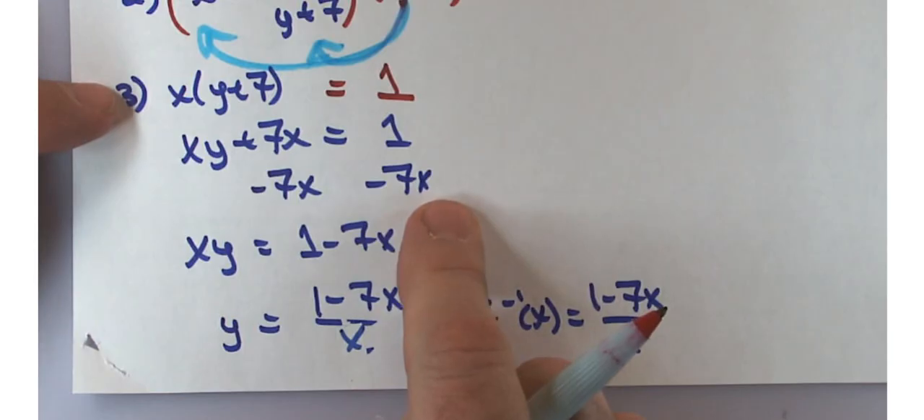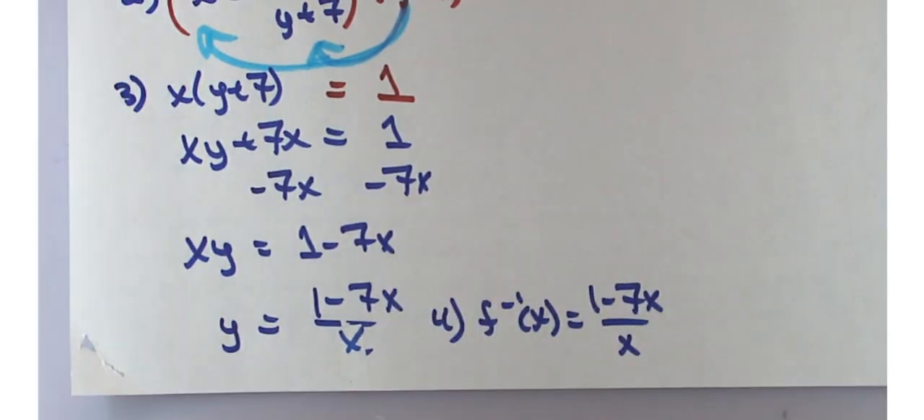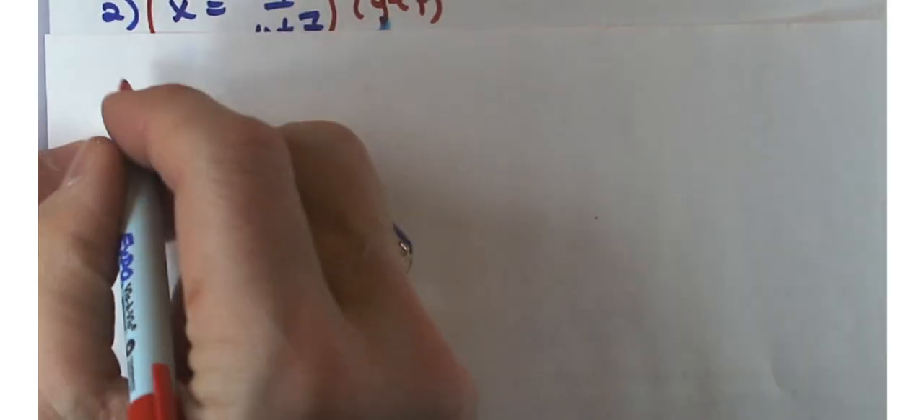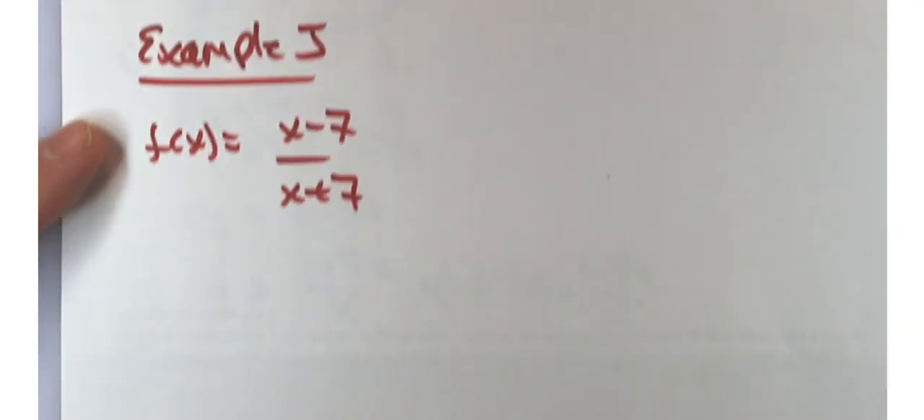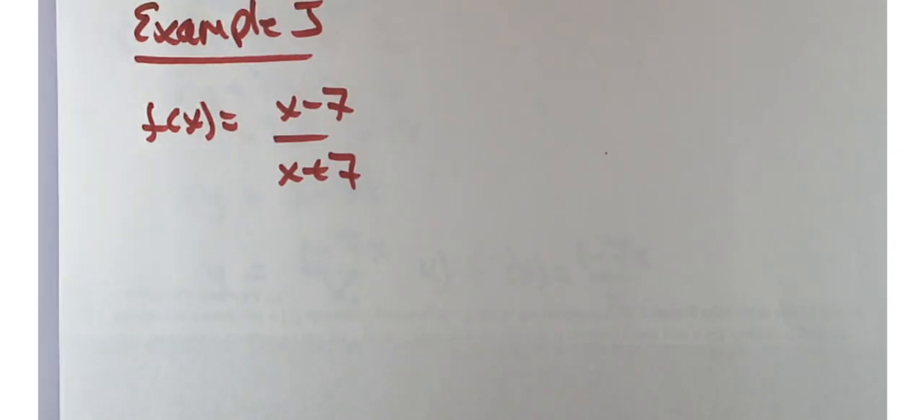Let's try example J. Example J is a little harder, but you've got a little clue that you should have picked up on from this graph or from this example. Let's take a look at example J. F of x is x minus 7 over x plus 7. Aurora, get me started, please. What should I do first?